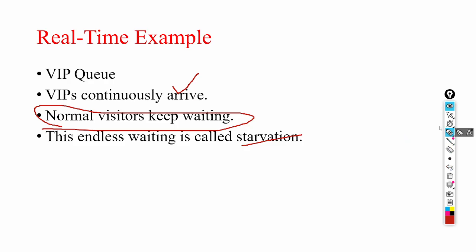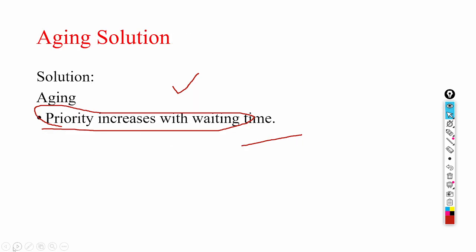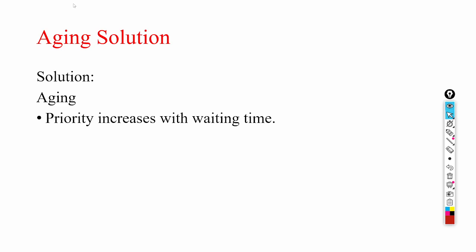For this starvation, what is the solution? There is one solution, and we call it the aging solution. The starvation problem occurs in priority scheduling, and for it we give one solution, called the aging solution.